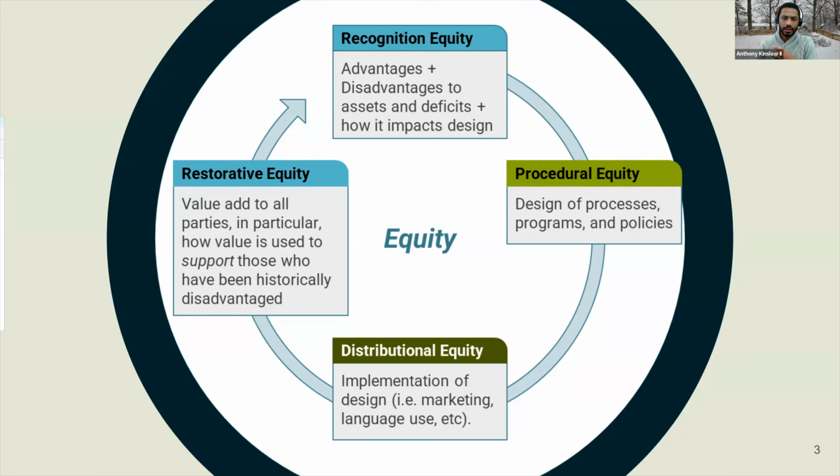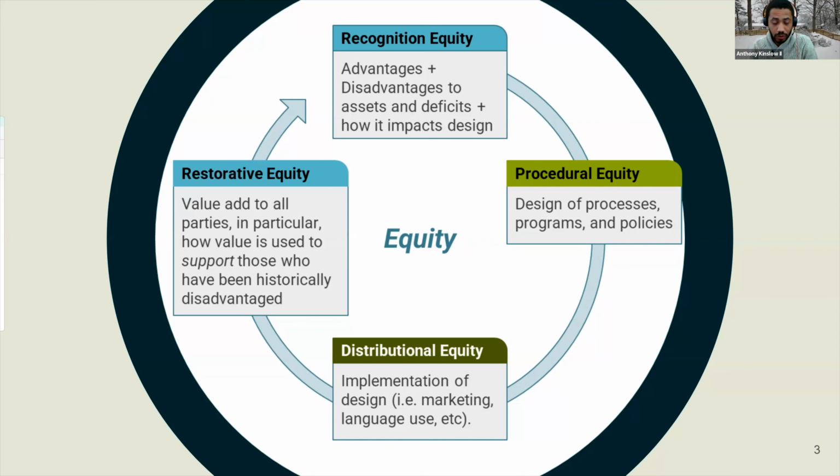The title of this presentation is Equity and Community Building. I think it's important to understand there are four principal dimensions of equity. The first being recognition, the idea of understanding where a community is, their advantages, disadvantages, their assets and deficits, and how that all impacts the design of solutions or policy. The second being procedural equity, this idea of the actual design of programs, policies, and processes, and the inclusion of the community in that design.